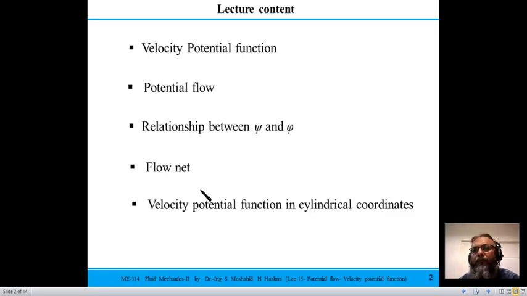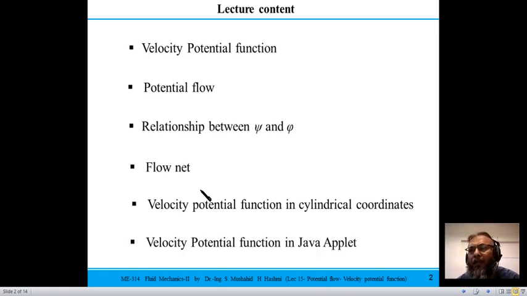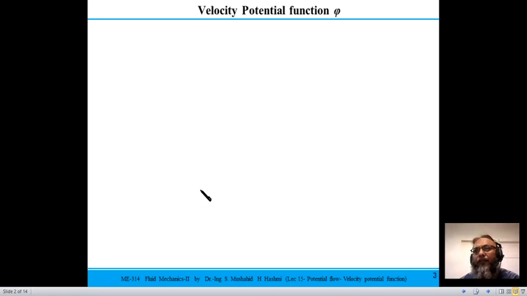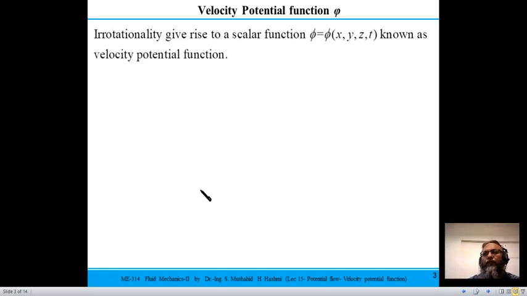And then we will look into the velocity potential functions in cylindrical coordinates, as we already have done for the stream function, which is the two-dimensional case. The two-dimensional form of the cylindrical coordinates is called the polar coordinate system. Then we will use the Java applet to look at those velocity potential functions and their corresponding velocity fields. Okay, let's start with the definition of velocity potential functions.